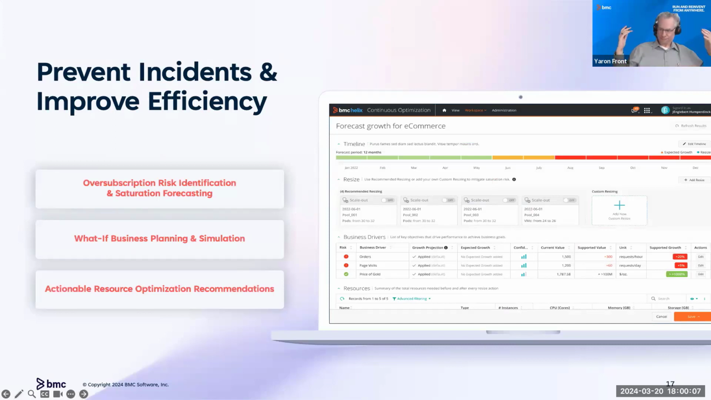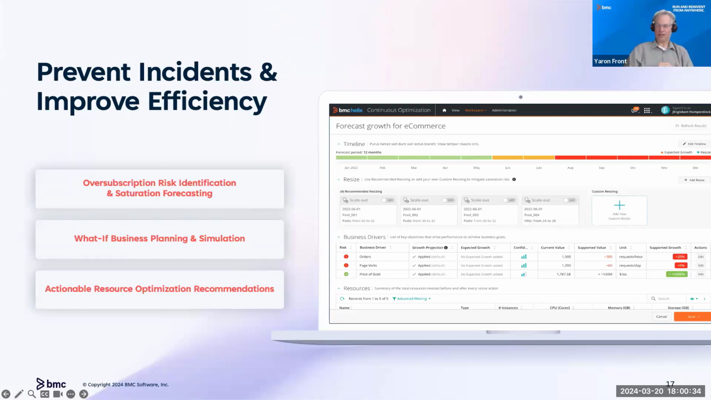So that's about being able to look into the future and identifying risks and saturation forecasts. It's about being able to run simulations into the future. But when you run simulations, you don't want to run simulations only from an IT perspective. You want to be able to run simulations from the business perspective.